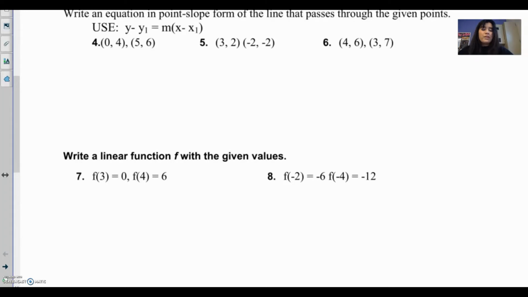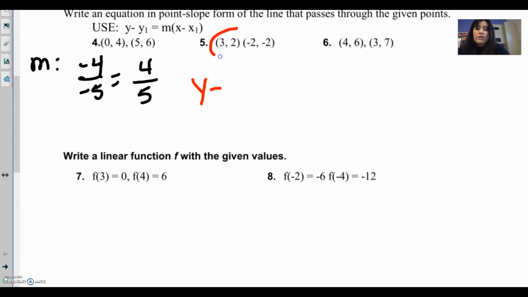So for number 5 and number 6, we're going to run through the slopes real fast. We're going to do -2 minus 2. That's -4. We're going to do -2 minus 3. That's -5. Any negative divided by a negative makes a positive, and in this case it is 4/5. So now we're plugging in y minus y1. I'm going to choose 3 and 2, equals m, which is 4/5, times x minus 3, which is our x1.